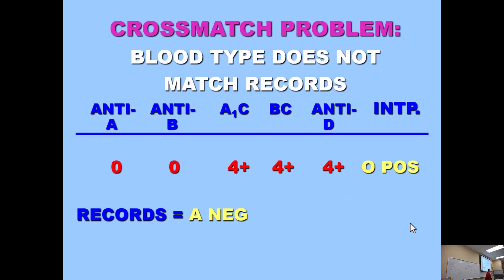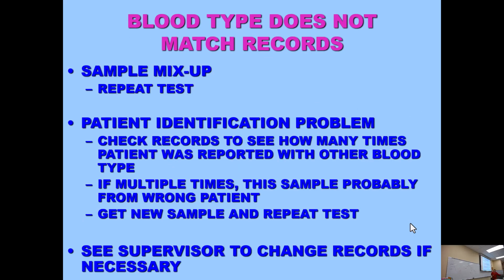Blood type does not match the records. In this situation, it looks like an O, but the record shows A negative. What's causing that? Sample mix-up. Repeat the test. First and foremost, the first thing you're going to do is repeat the test. Did you get your racks mixed up? What happened? Redraw, check the patient ID record for an ID problem. We're going to get a new sample and repeat the test.